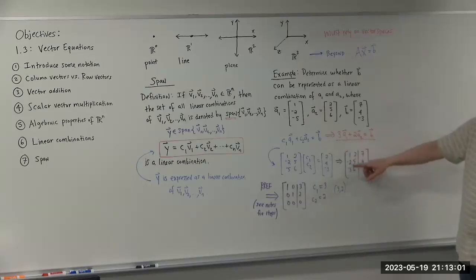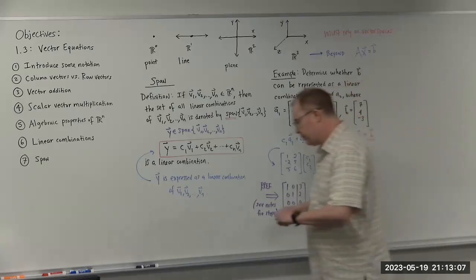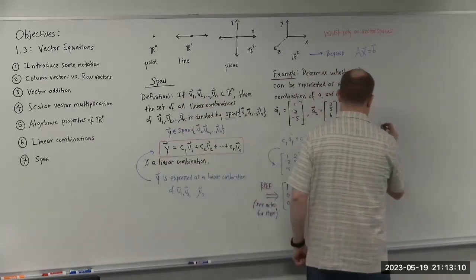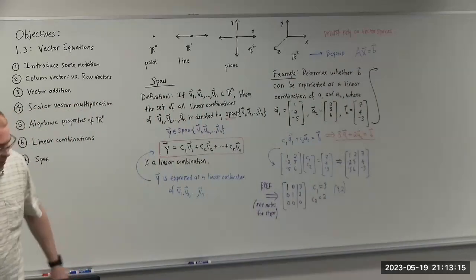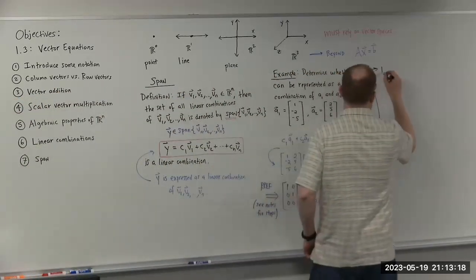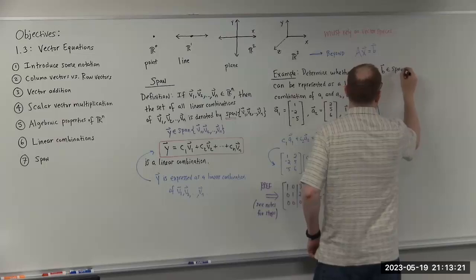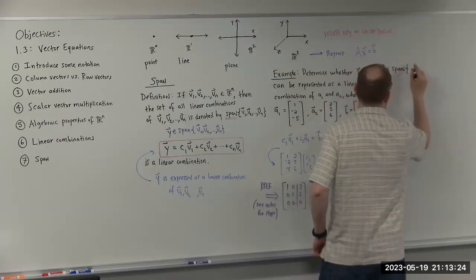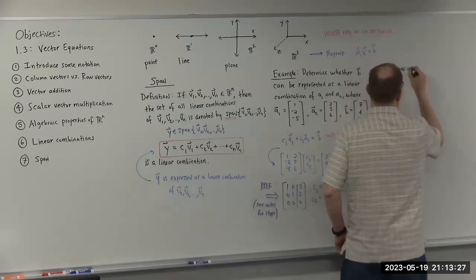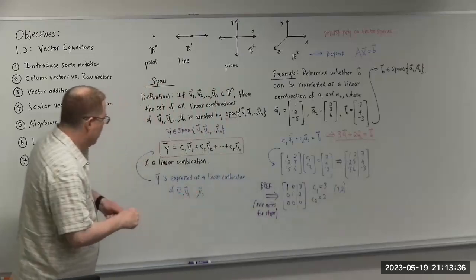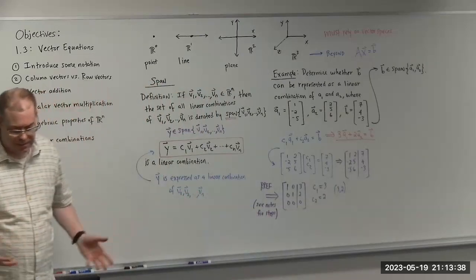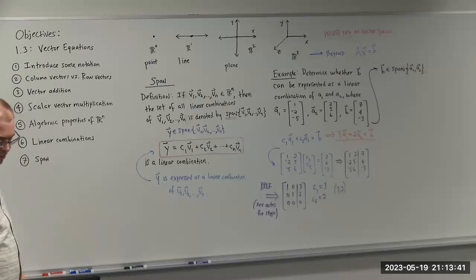So going back to this example, because of our result here, we can say that the vector b lives in the span of a1 and a2. So this implies that the vector b is in the span of a1 and a2. So both of these are really the same kind of idea, just using different terminology.